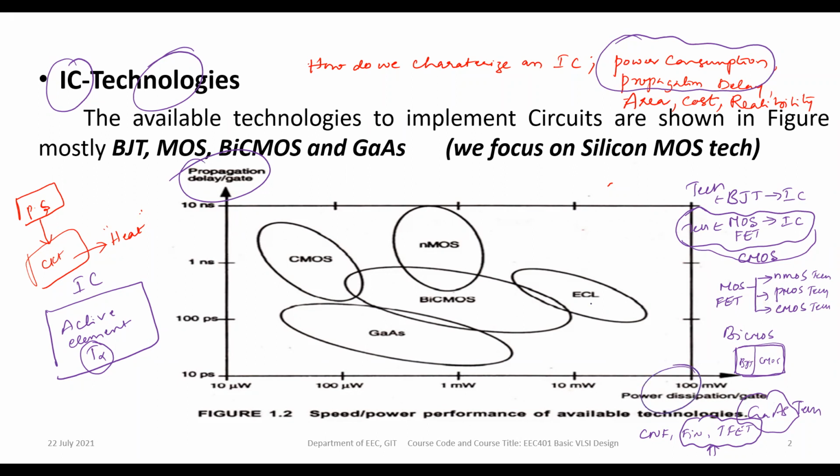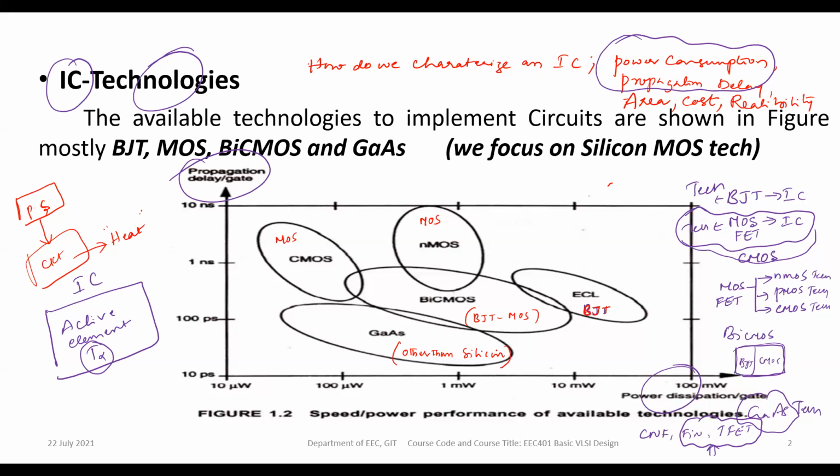As I mentioned, ECL, emitter coupled logic, is a BJT related technology. Similarly, this is a MOS related technology. It is a MOS related. It is a BJT related technology. This is also MOS related technology. This is actually the combination of both MOS technology and BJT, both combined together. And this one is other than silicon technology.